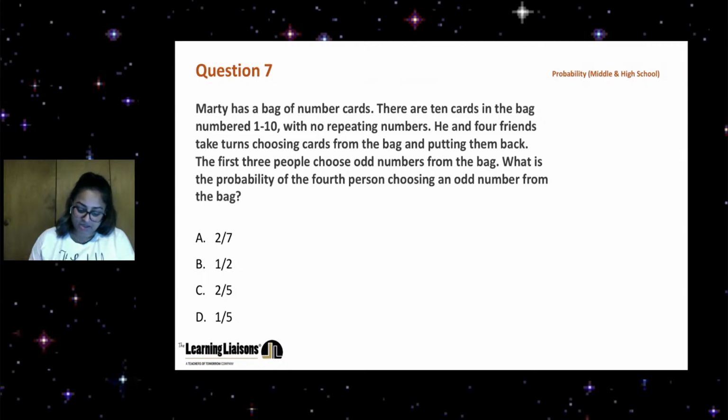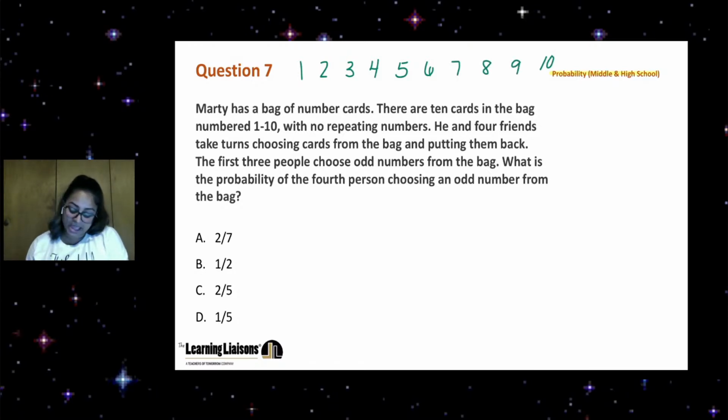Number 7, another probability problem. It says that Marty has a bag of number cards. There are 10 cards in the bag numbered 1 to 10. So we're just going to write them out. 1, 2, 3, 4, 5, 6, 7, 8, 9, 10. Okay, there are 10 cards, and they do not have repeating numbers. That's good to know. He and 4 friends take turns choosing cards from the bag and putting them back in.